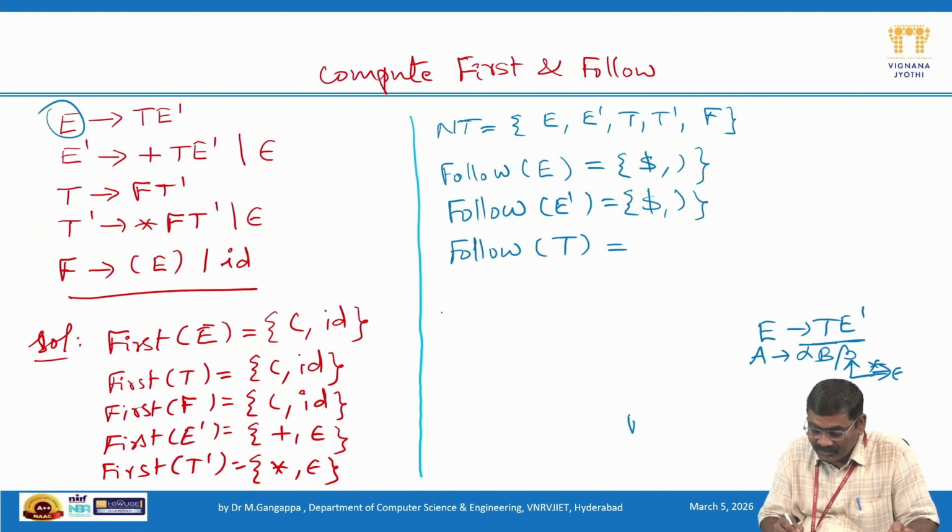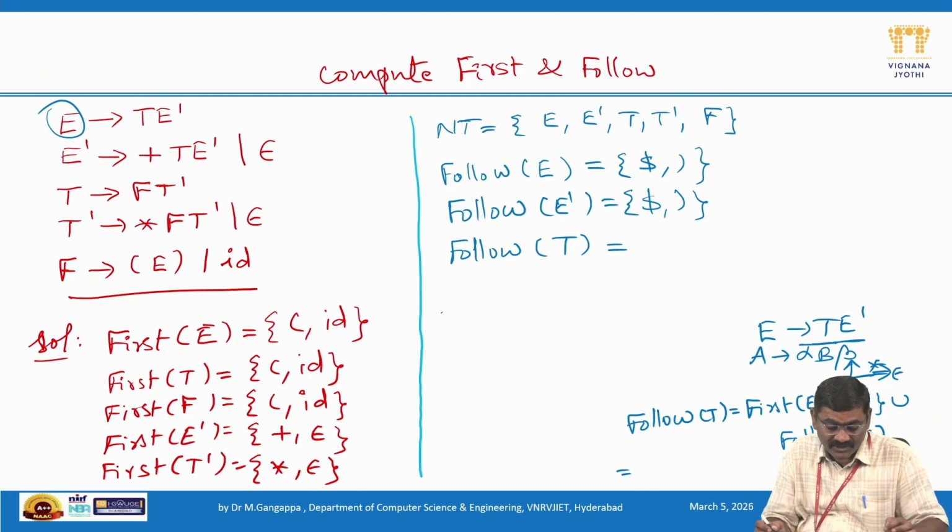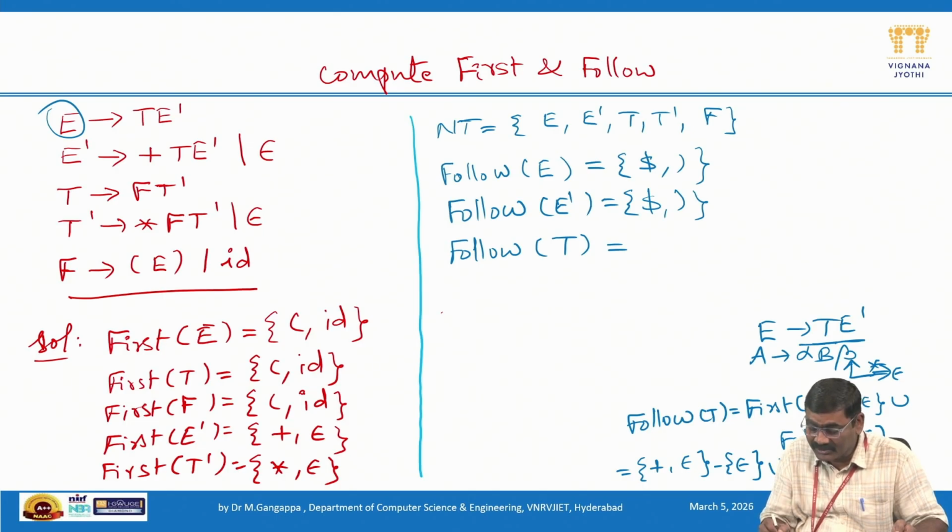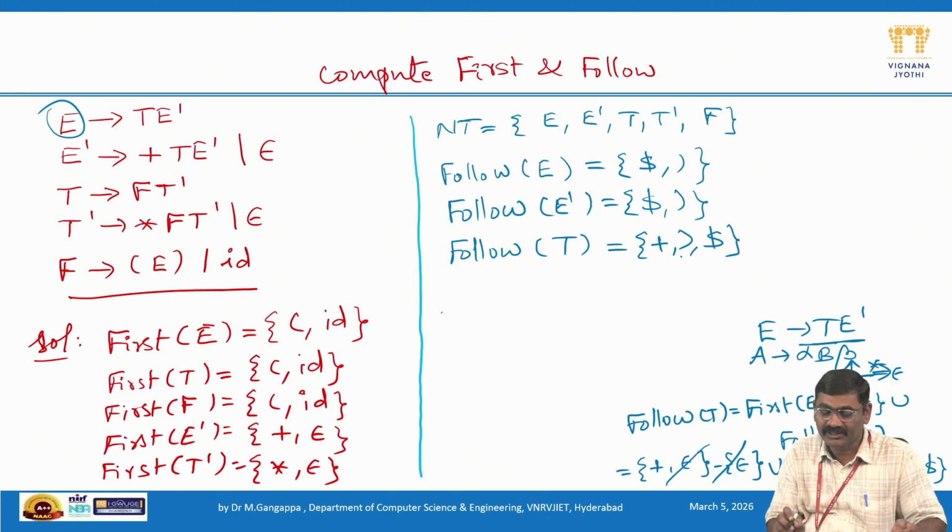follow of T can include, we can write like this, follow of T can include first of E dash minus epsilon union. Because this is deriving epsilon, what we should do here is apply the follow of E as well. From this, follow of E dash, first of E dash we have already computed earlier. So the answer for that is plus comma epsilon minus epsilon union follow of E. Follow of E is already computed. I am taking that answer, those symbols dollar and close parenthesis. So the final answer is plus, close parenthesis and dollar. This is the answer for this.